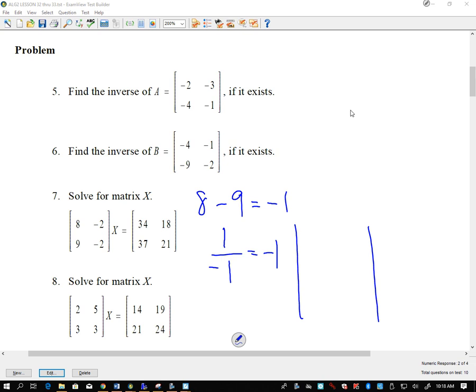Okay, now what do I need to do with this? I need to switch -2 and -4 here, right? And then 9 and 1. So the inverse, okay, is going to be 2, -1, -9, and 4. Okay, let's check and see if we're right in our inverse.